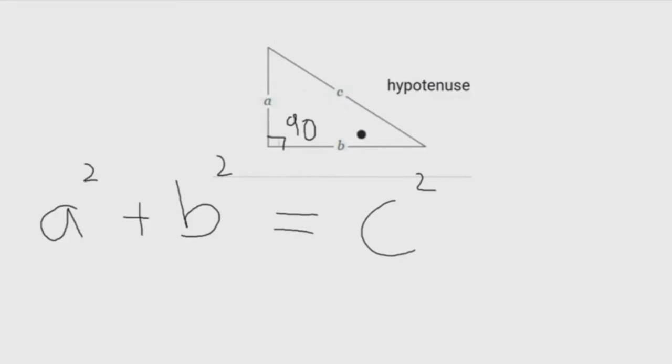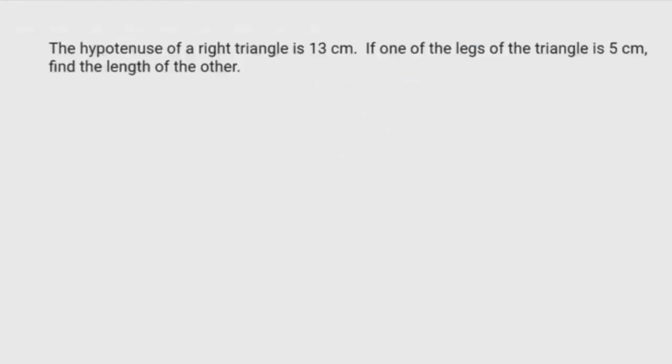So we're going to do some problems and then you'll feel more familiar with this theorem, but you're going to be applying this a lot throughout middle and high school. Okay, let's try with the problem. The hypotenuse of a right triangle is 13. So they've given us the hypotenuse and one of the legs here, but they haven't given us the length of the other. That's okay, we can figure this out.